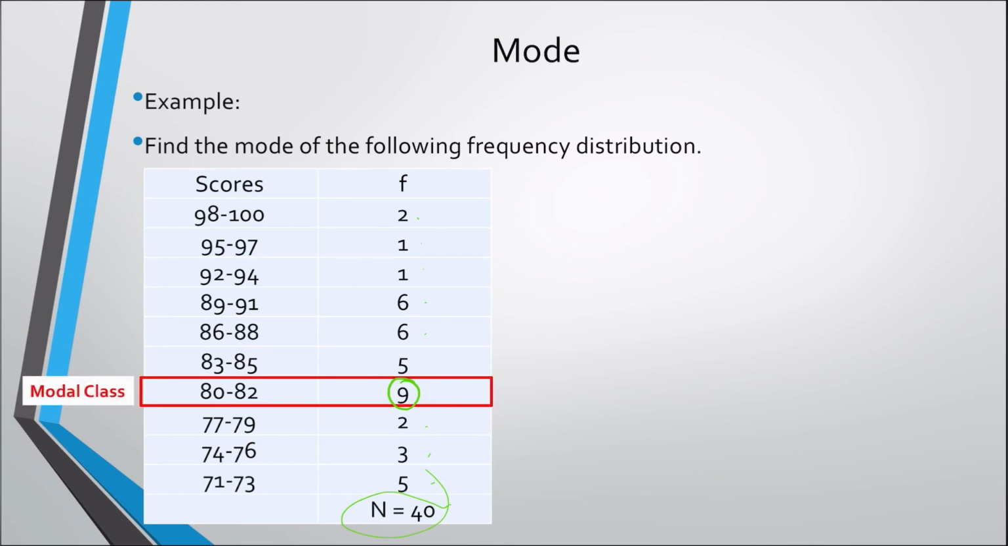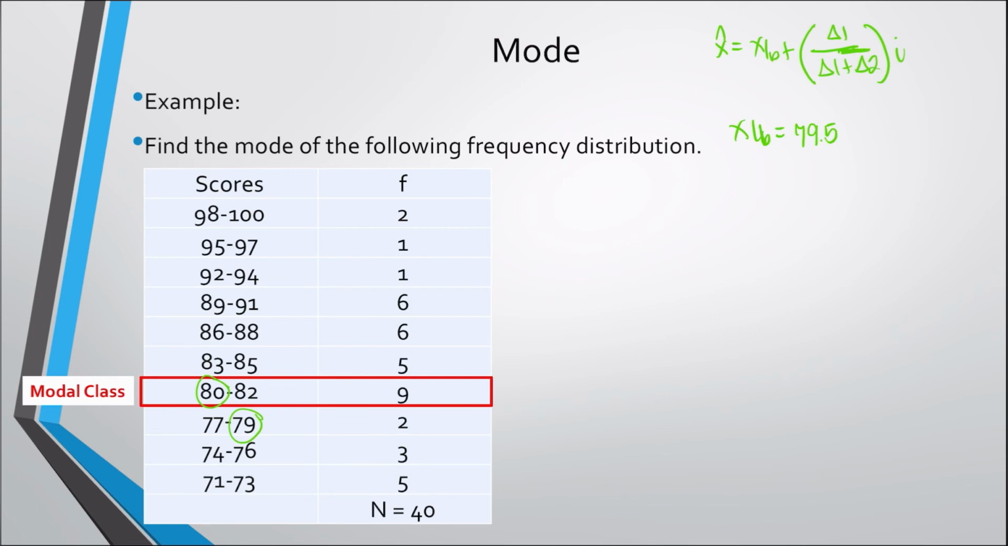Naintindihan po? Now, ngayon, mag-proceed na tayo sa pagsasolve. So, since ang modal class natin ay 80 to 82, sulat muna natin yung formula. Mode is equal to lower boundary plus difference 1 over difference 1 plus difference 2 times i, or interval. So, ang lower boundary ay ang pagitan ng 80 at 79 is 79.5.